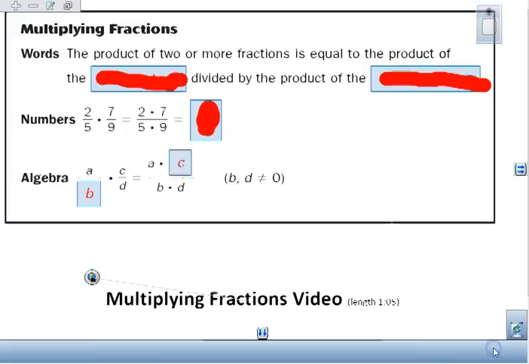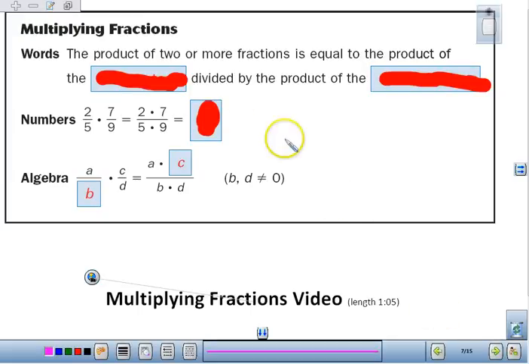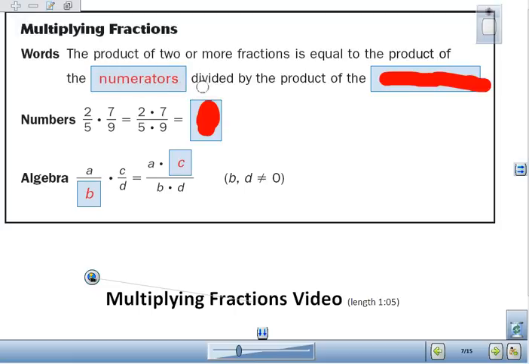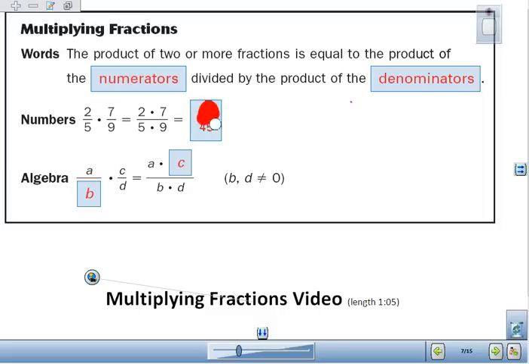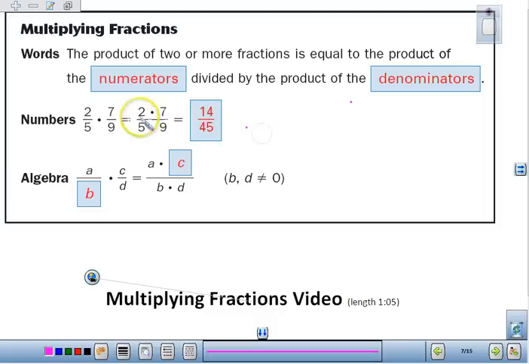So right now we are going to do a few examples. In other words, if you write it out, it says the product of two or more fractions is equal to the product of the numerators divided by the product of their denominators. Here's a couple examples. You don't have to write these down, but 2/5 times 7/9, you can see we're going to multiply across. They have nothing in common. So we multiply the numerators and get 14 over 45.